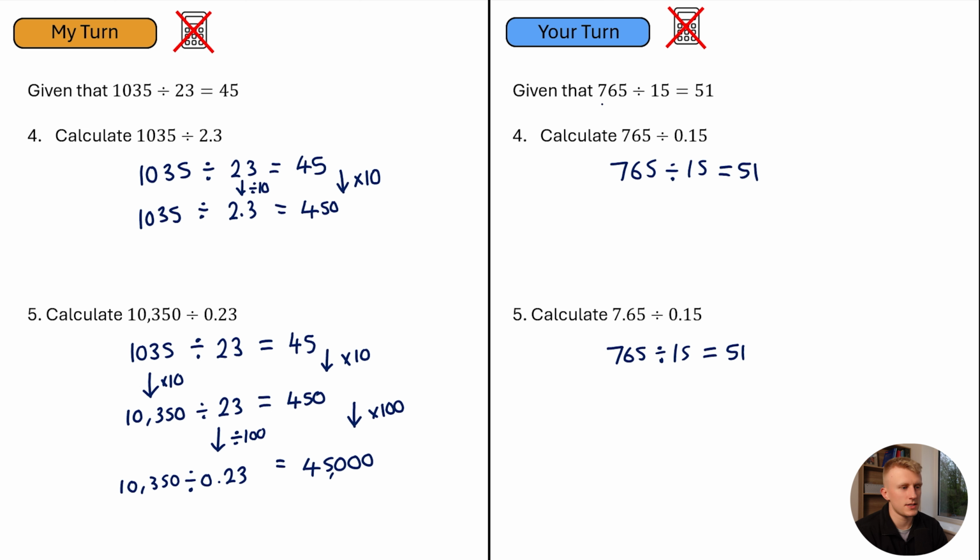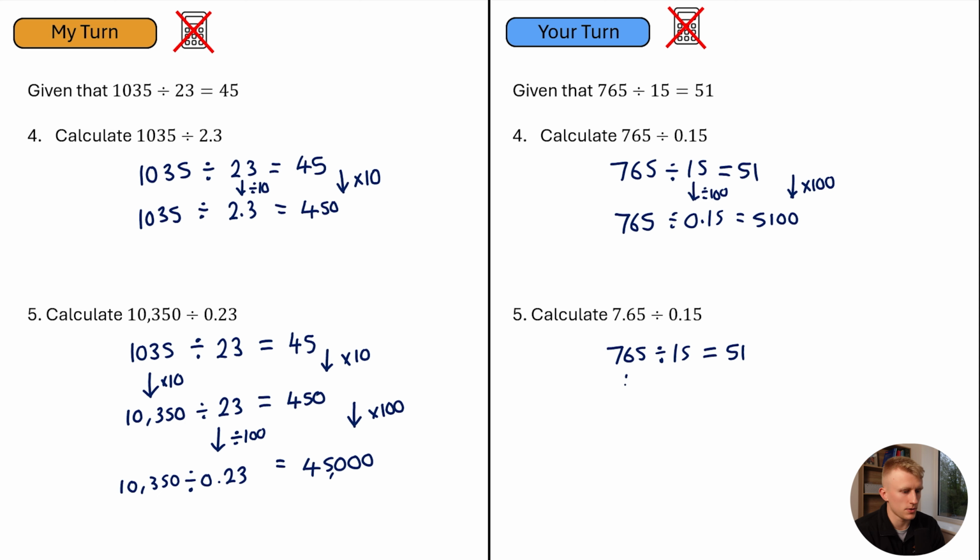Let's run through them. Given that 765 divided by 15 is equal to 51, calculate 765 divided by 0.15. So no change has occurred to the number that is being divided, but the number that I'm dividing by, 15, has been divided by 100. I'm splitting it into 100 times less groups. So I'm expecting 100 times more in each group. 51 multiplied by 100 is 5,100. And number 5, calculate 7.65 divided by 0.15.